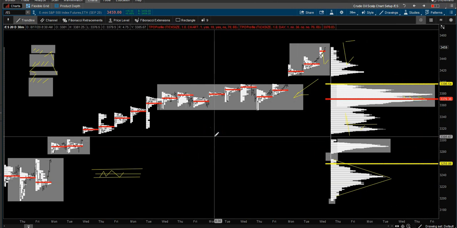So this is a brief explanation of how market profile works. I hope this is helpful. I hope I didn't make it too confusing.